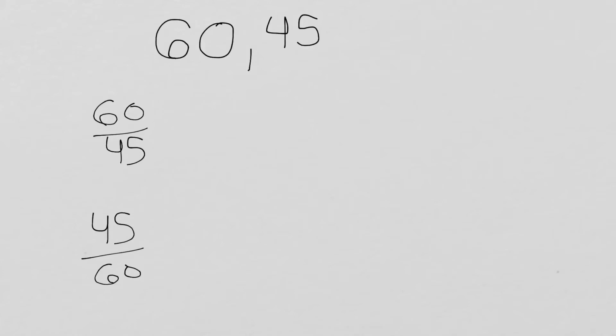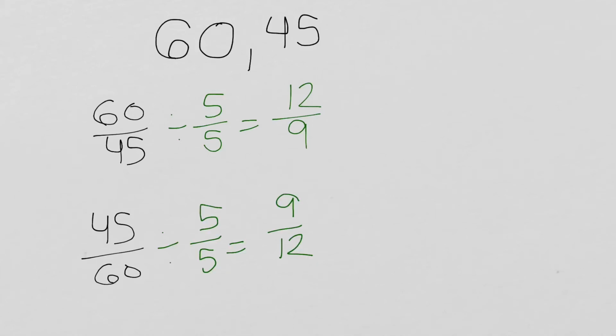60 and 45 are both divisible by 5. So I'm going to divide both my numerator and my denominator by 5. 60 divided by 5 equals 12. 45 divided by 5 equals 9. 12 and 9 both have a common factor still, so we're not done yet.